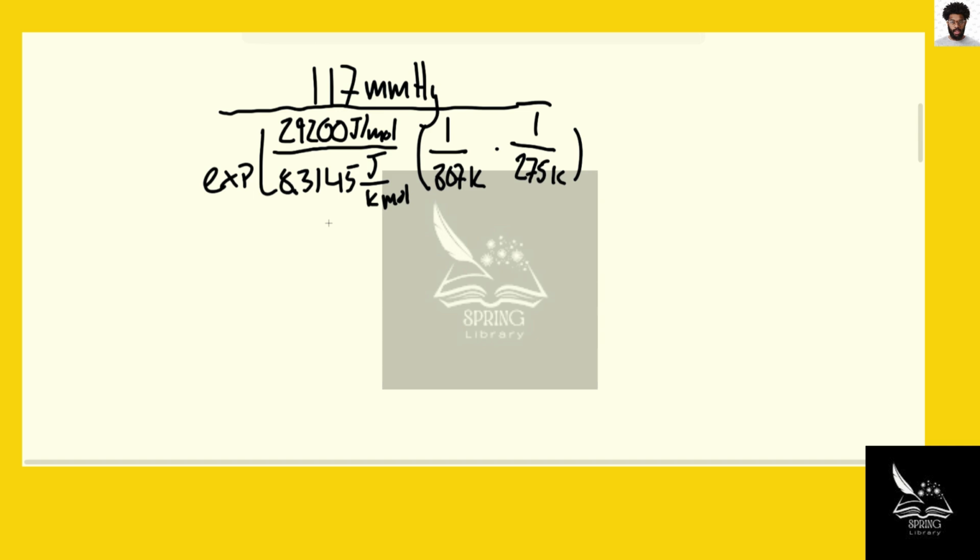And now we just need to compute this. I'm going to pull up my calculator. You won't be able to see it, but that's fine. I'm going to pause the video and calculate it off to the side so you don't have to wait. Okay, and the answer that I got out was P2 equals 442.8892 millimeters mercury.